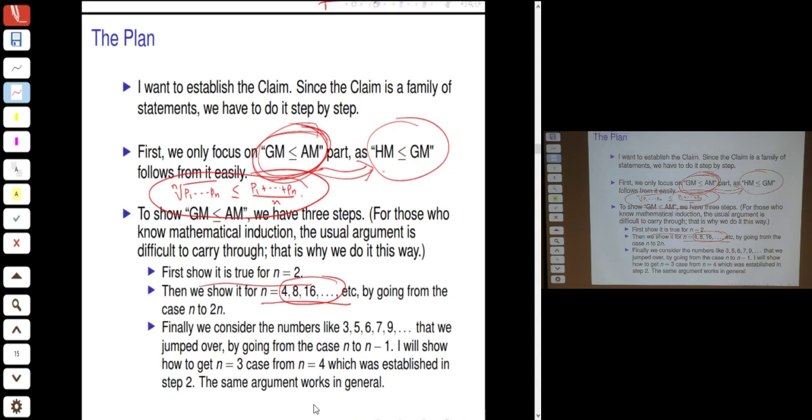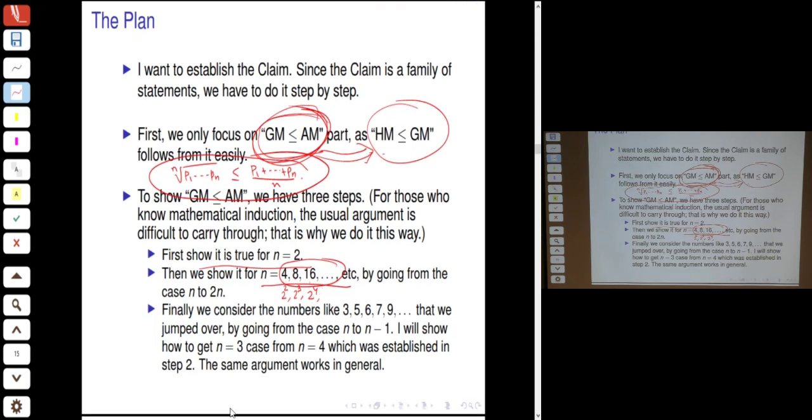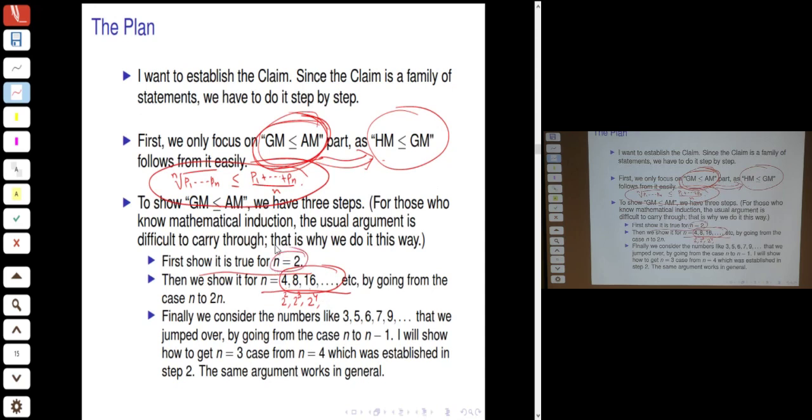These are simply the powers of 2. So, this is 2 squared, this is 2 cubed, this is 2 to the 4. So, 4 is 2 squared, 8 is 2 cubed, 16 is 2 to the 4, and so on. So, basically what we are doing is that we started with n equal to 2, and we will devise a method of showing that if the inequality is true in the case of n numbers, then this will also imply that the inequality is also true for the case when we have 2n numbers, okay.